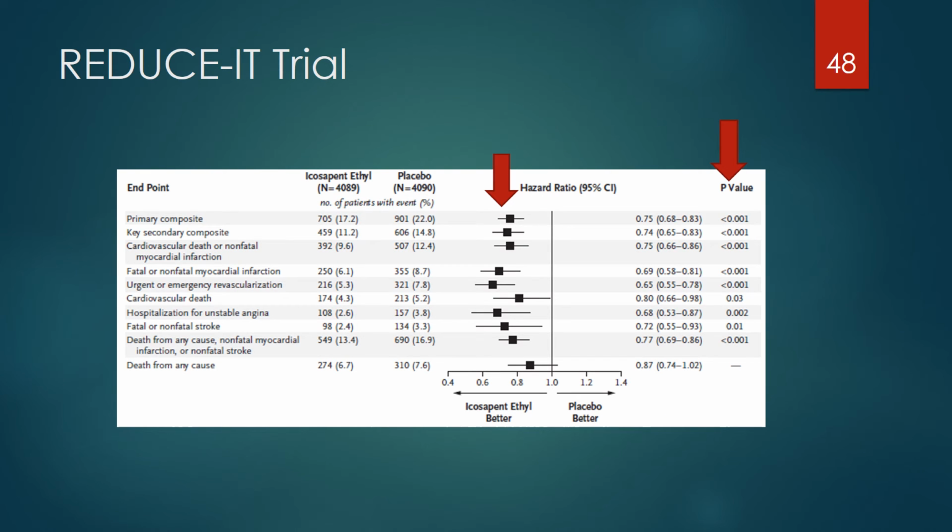I found this one really interesting because the hazard ratios showed icosapent better in nearly every single one of them. So the primary composite, the key secondary composite, cardiovascular death, and the p-values are really significant, less than 0.001. Everybody but death from any cause showed that icosapent was a better option.